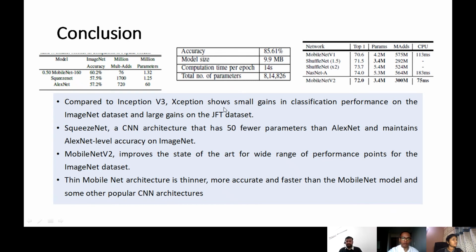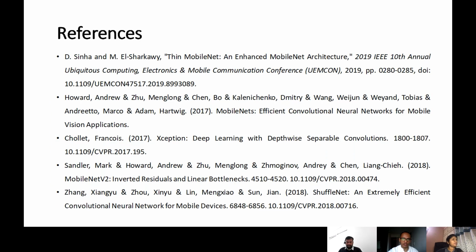There are many more models available which are not depthwise, but there are still models which can be used for parameter reduction. As per the references, these are five reference papers which we have studied. We have studied more papers, but because they were not about depthwise convolution, we have not included them in the scenario. Thank you.